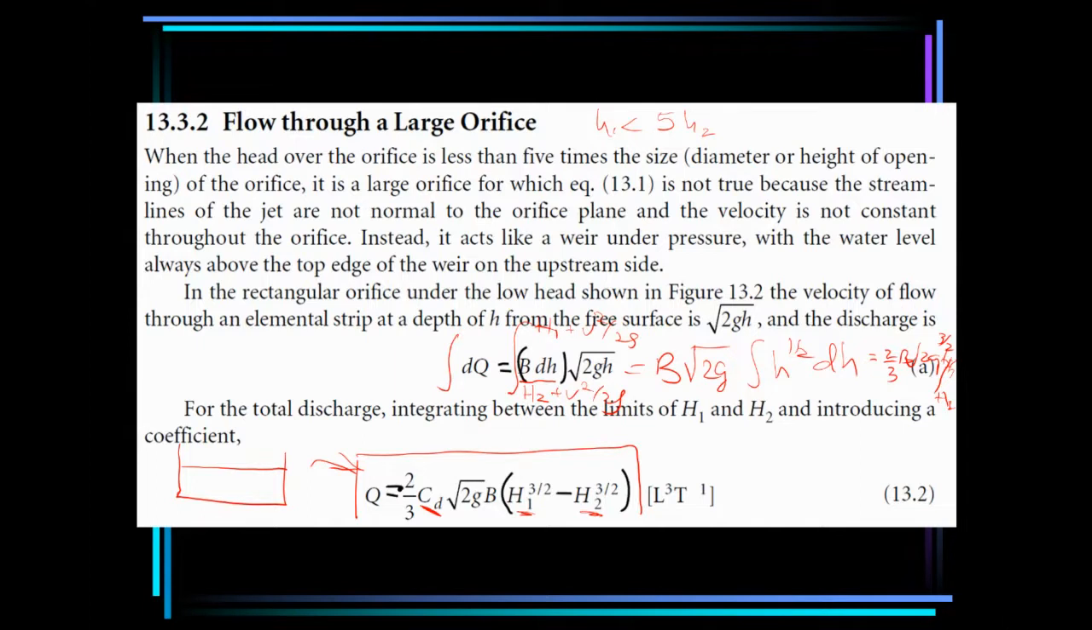These are going to change. So here they will include h1 and h2 too. They will both include the velocity of approach.